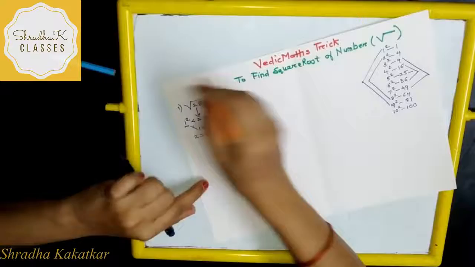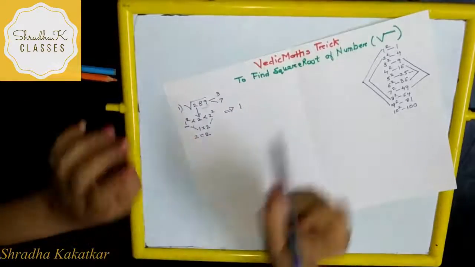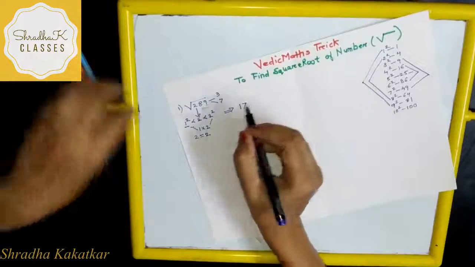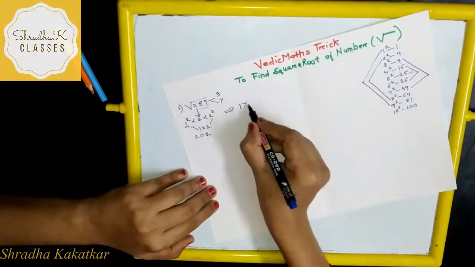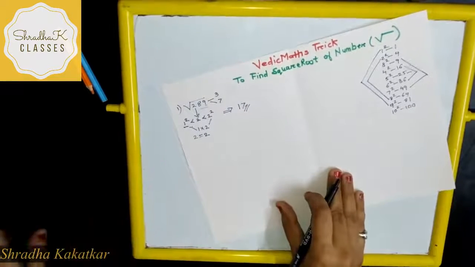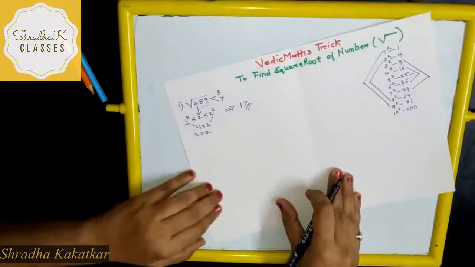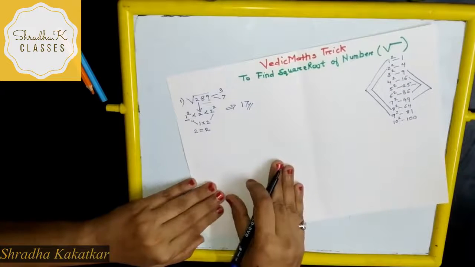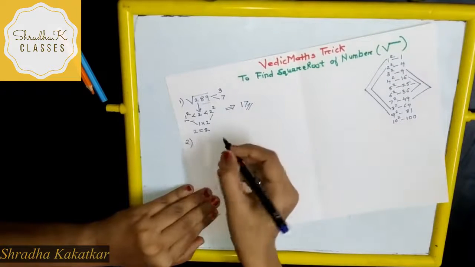So I will write 7. What is my answer? The square root of 289 is 17. I hope you understood this. Okay, now let me take a second example.